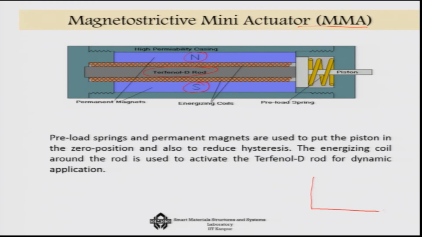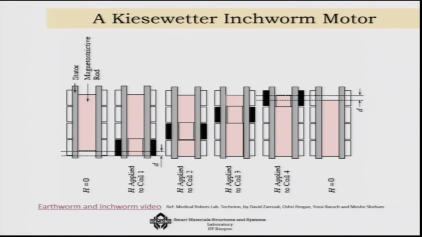If you still remember the H versus magnetostriction plot, that butterfly curve, in order to give this bias magnetic field H_B, we use this arrangement, and then across this bias magnetic field we oscillate the current. So that I get this variation of strain in it. That is what is used in this magnetostrictive mini actuator.